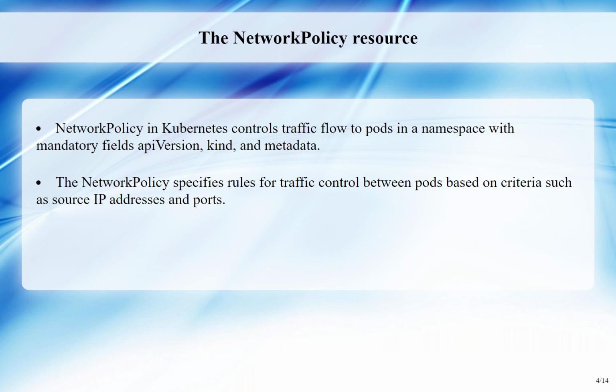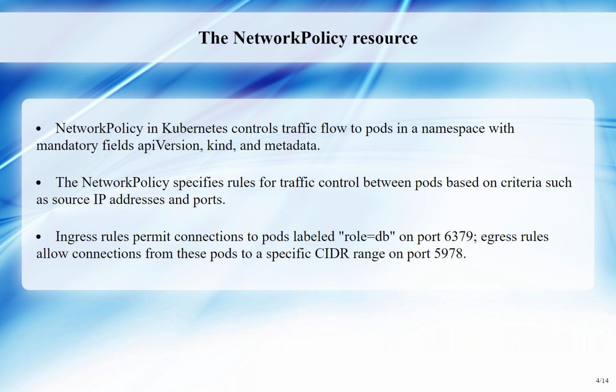Ingress and egress rules can be specified within a network policy to allow or deny traffic based on specific criteria, such as source IP addresses, namespaces, or ports. An example network policy provided isolates pods with the label role EastDB in the default namespace for both ingress and egress traffic. Ingress rules allow connections to pods with the label role DB on TCP port 6379 from certain sources, while egress rules allow connections from pods with the label role DB to a specific CIDR range on TCP port 5978.